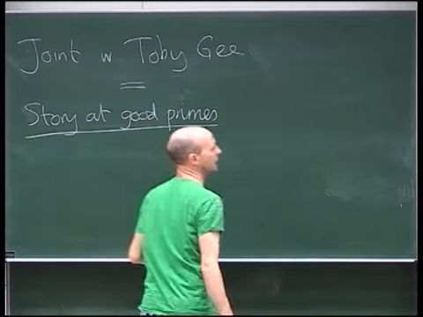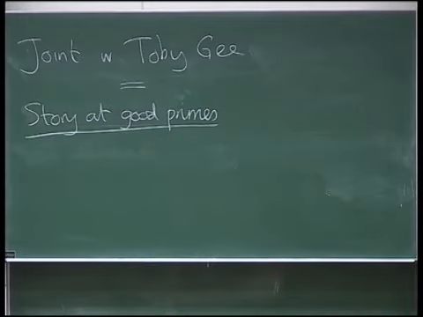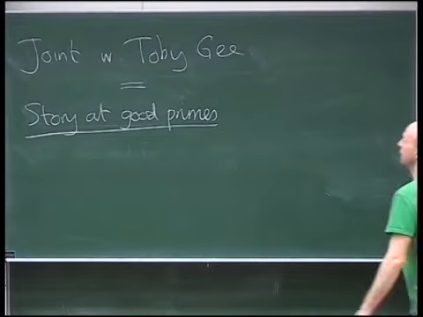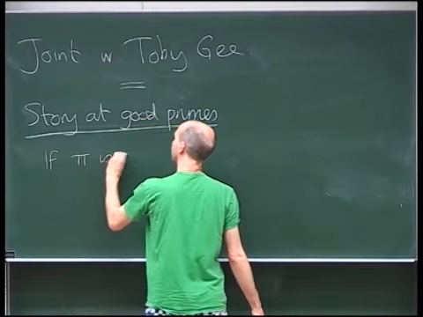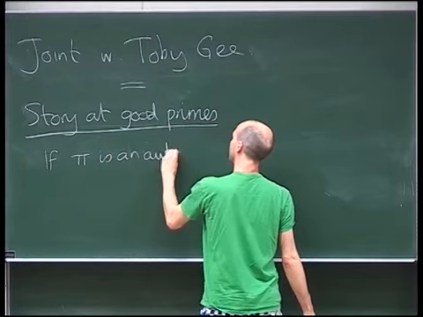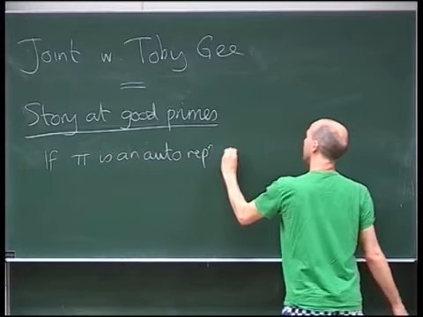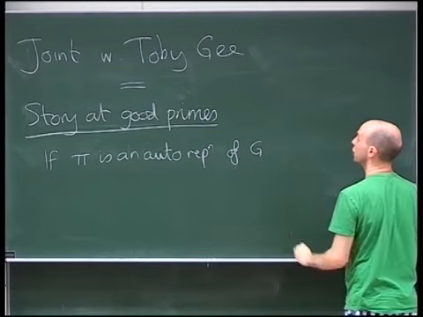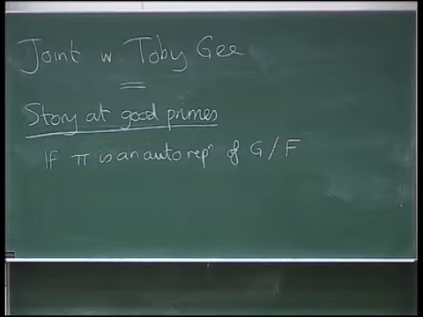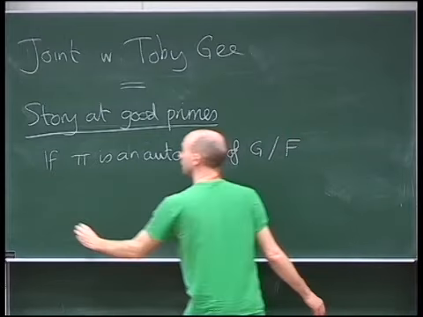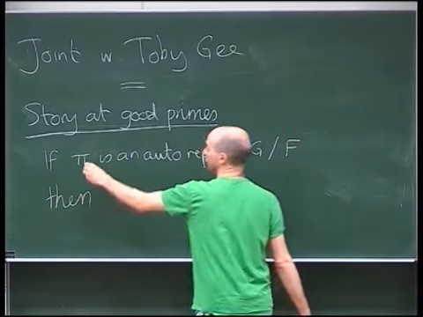So as I say, I don't want to get too bogged down in what an automorphic representation is, but if pi is an automorphic representation of the connected reductive group G over a number field F... Did I say that F was a number field? I must have done, yes. Then here's the first thing you really need to know about pi.